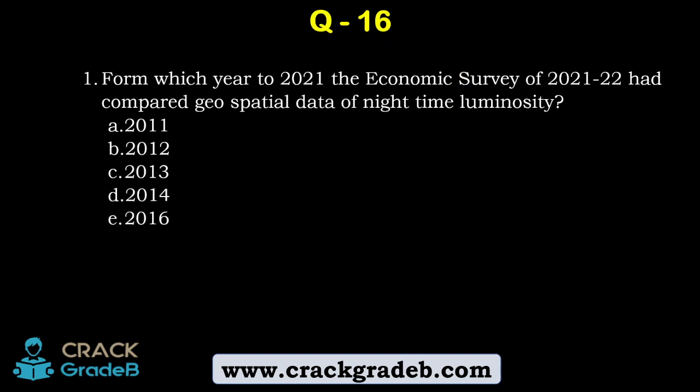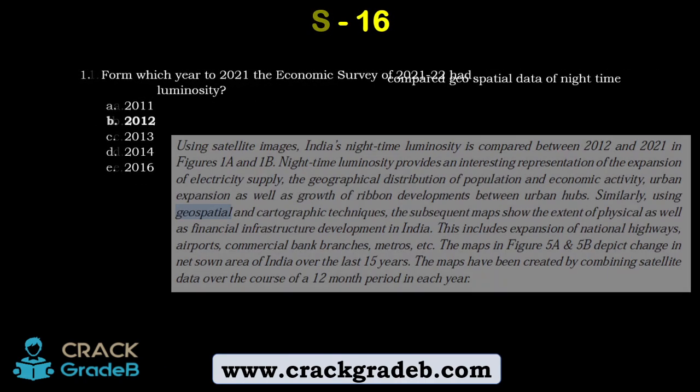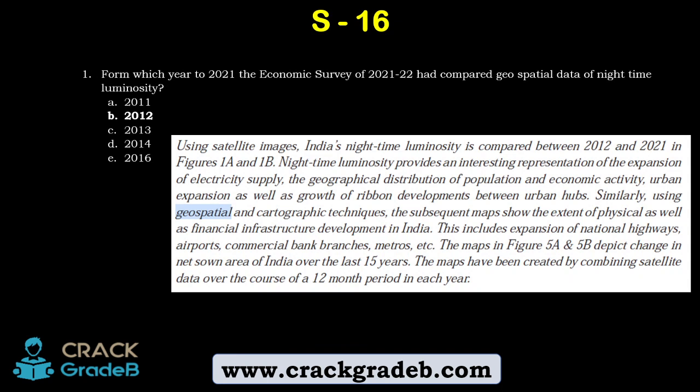From which year to 2021 did the Economic Survey of 21-22 compare geospatial data of nighttime luminosity? Right. So this is one of the very interesting questions. Straight away see the answer. That's 2012. Now, what do we understand by geospatial data of nighttime luminosity?